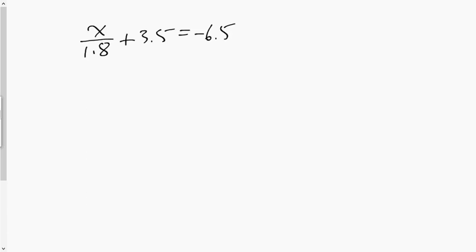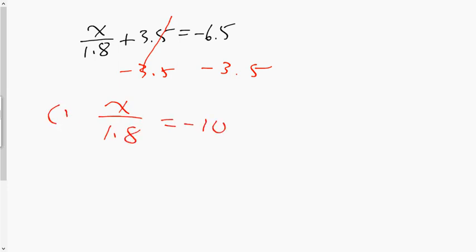Oh, sorry, wrong button. There's my next button. Our next question, we're going to subtract 3.5 from both sides to get rid of the constant. X divided by 1.8 equals negative 10. Multiply both sides by 1.8. Don't need a calculator because when you multiply by 10, you move the decimal. So the answer is negative 18.